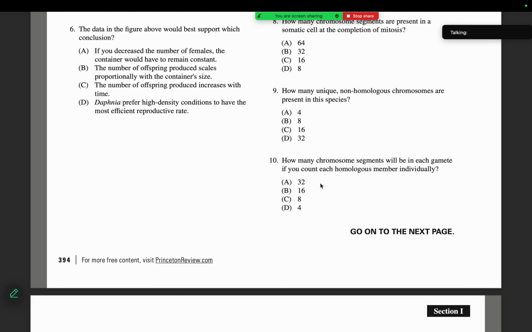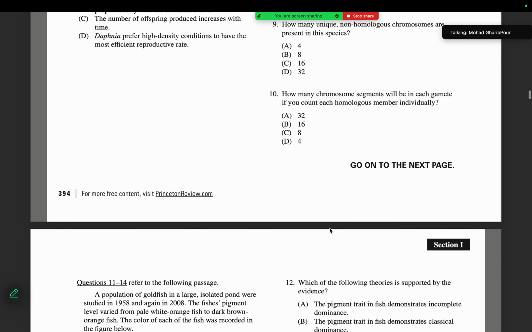Number 10, how many chromosome segments will be in each gamete if you count each homologous member individually? What's the answer here? 16. Yeah, half of 32. That's the whole point of meiosis, to create gametes that are half in chromosome number, so that when they come together, they make the full chromosome number.